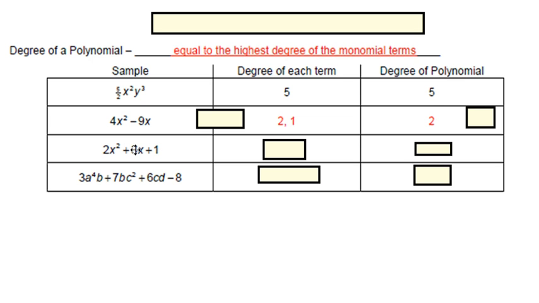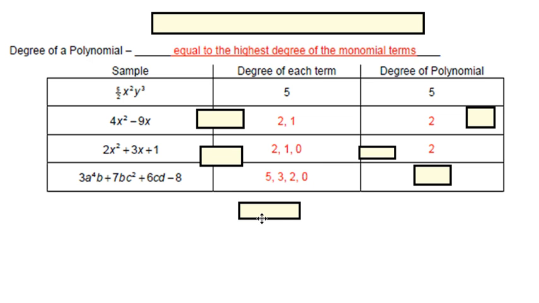I have a 2, a 1, and a 0, and then the highest degree is a 2, so that's a second degree polynomial. And here I have a 5, a 3, a 2, and a 0, and of course the highest degree is 5.